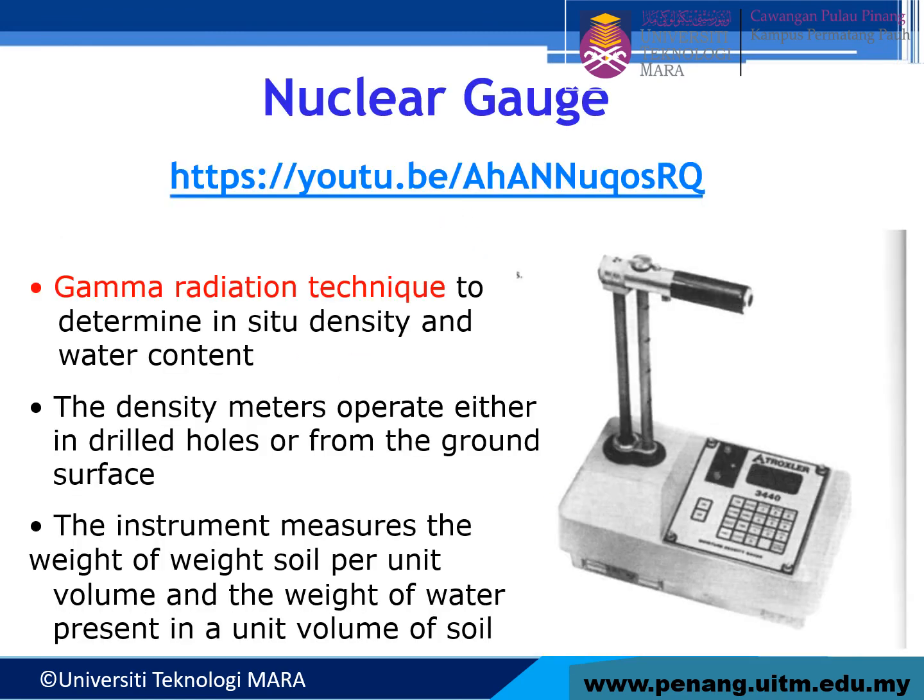For the nuclear gauge, you refer to this link. It uses a gamma radiation technique to determine in situ density and water content. The density meter is operated either in a drill hole or from the ground surface. The instrument measures the weight of wet soil per unit volume and the weight of water present in a unit volume of soil, using the nuclear gauge here.